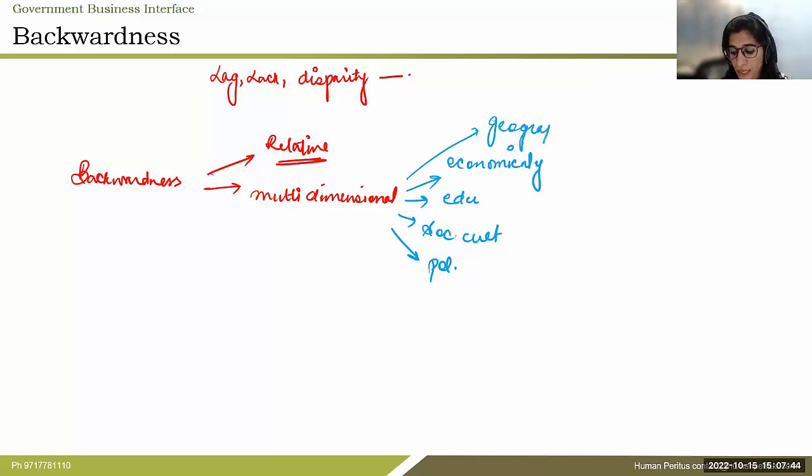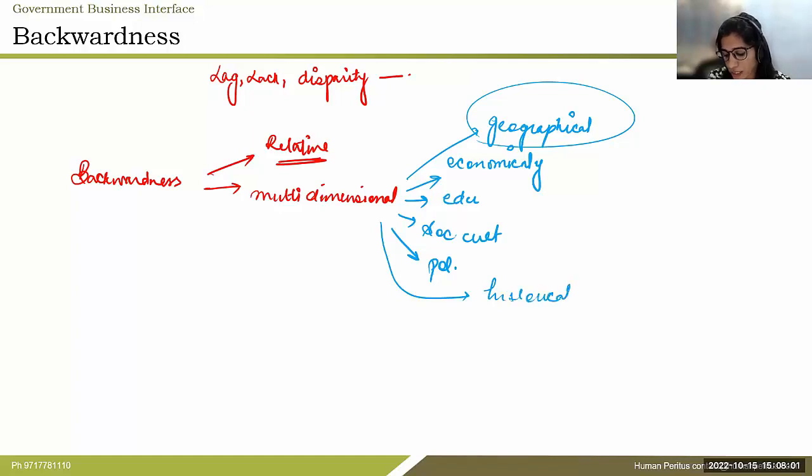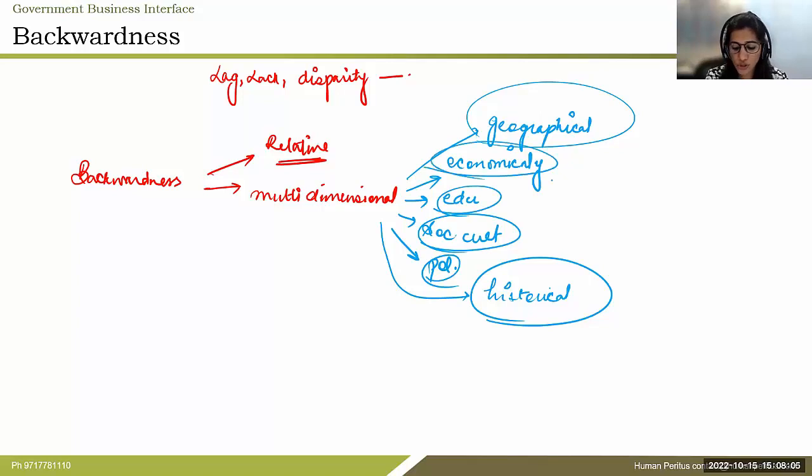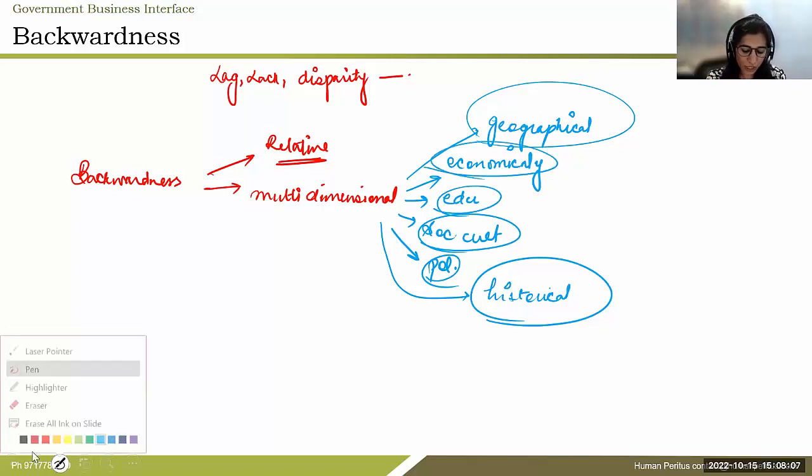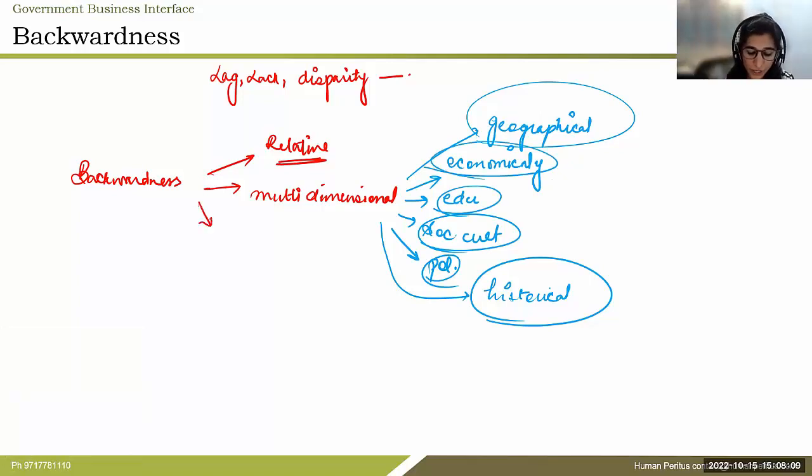Geographically also, some states are full of minerals and natural resources, but others, on the other hand, are lacking in that. So there can be geographical backwardness as well. And another thing is historical backwardness. So basically there are various kinds of dimensions which we can relate to backwardness.